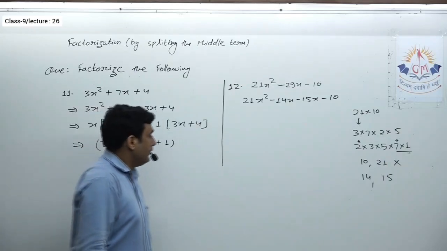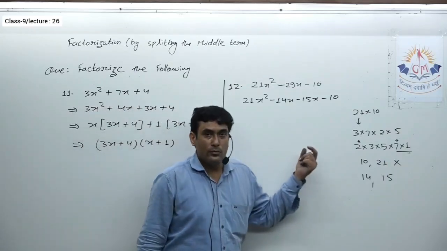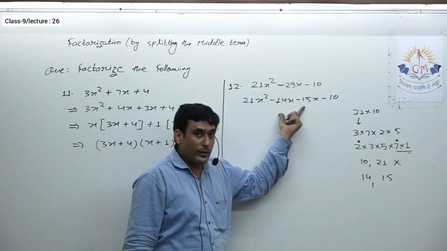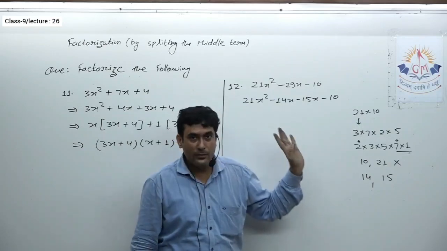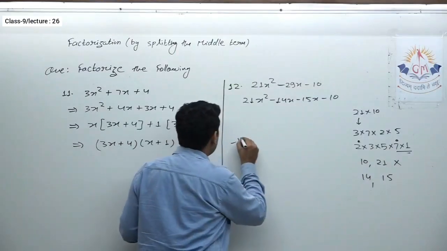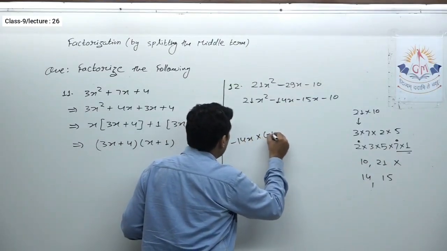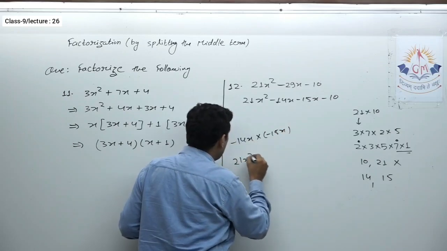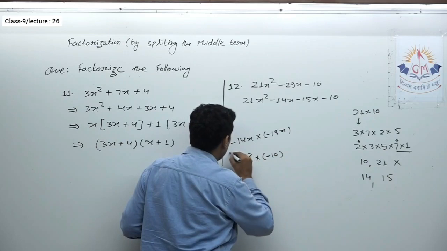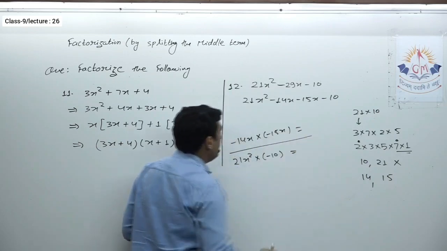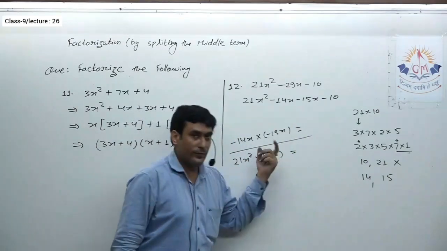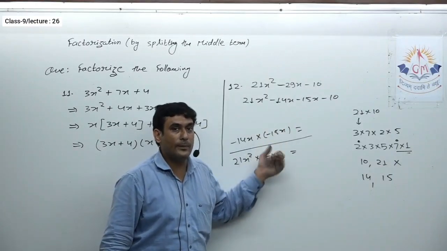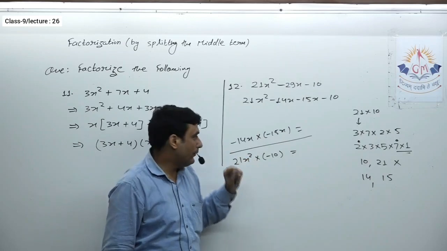Okay. Now as I told you, do check whether the product of these two is the product of first and last. That means we have to check minus 14x multiplied by minus 15x is equal to 21x square multiplied by minus 10 or not. These two results must be the same. So definitely we have to check by multiplying, but over here, even without multiplying, I can say they are not equal. Why are they not equal?